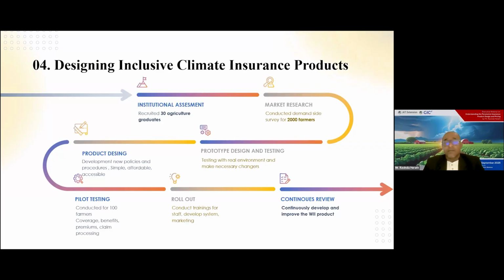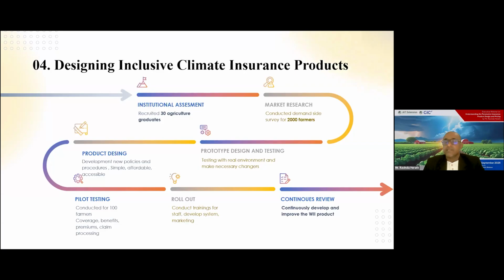And the next step is the rollout stage. In the rollout stage, we need to conduct training and staff development, system development, and marketing materials, and all these activities should be concentrated in the rollout stage.